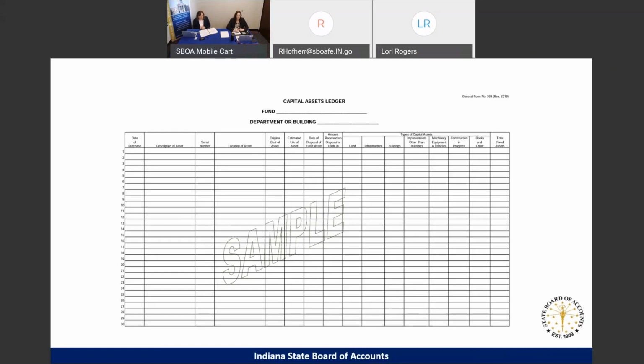Estimated life, again, is important for determining the accumulated depreciation. We'll talk about that a little bit more.